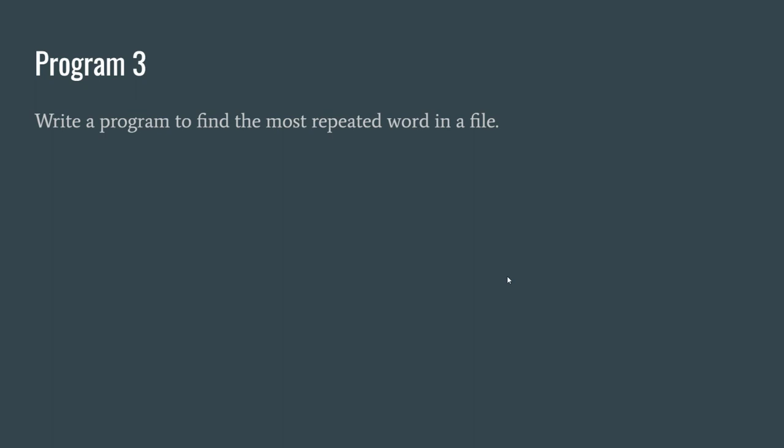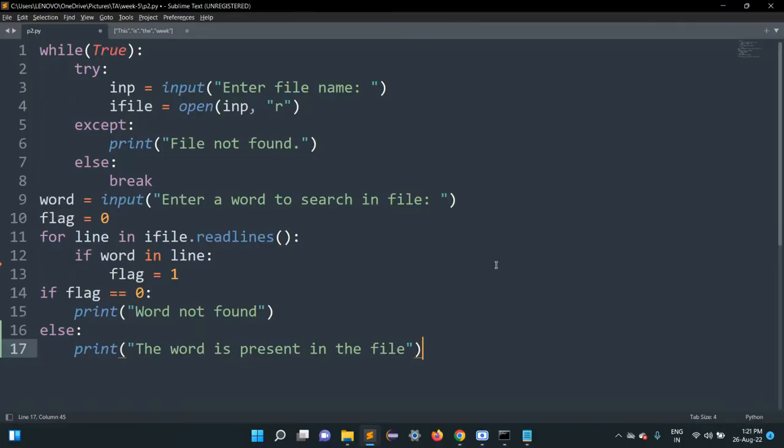Sir, in the fourth line, you have put r in the open. What is the reason for that? So we are reading the file, right? So for reading, we have to put r. For writing, you have to put w. Okay, sir. Thanks.